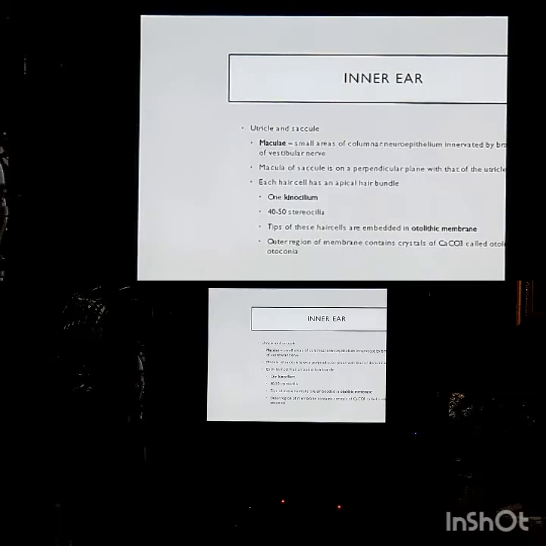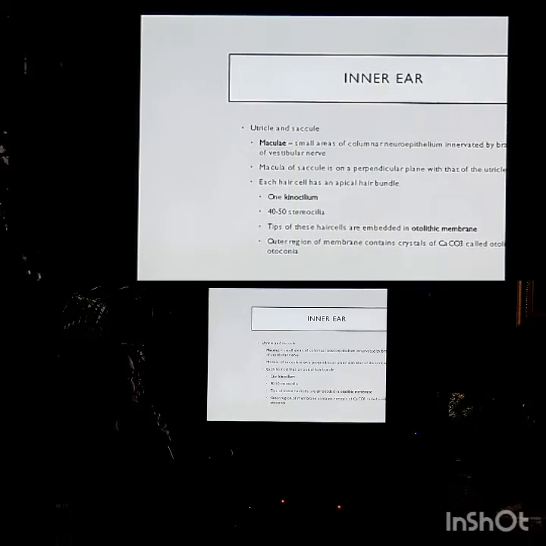Each hair cell has an apical hair bundle. You have 1 kinocilium and 40 stereocilia. The tips of these hair cells are embedded in the otolithic membrane. Otolithic membrane. What is oto? It is the ear. Lithic meaning it's a stone. So you have small stones made of calcium carbonate. They are otherwise known as otoconia.